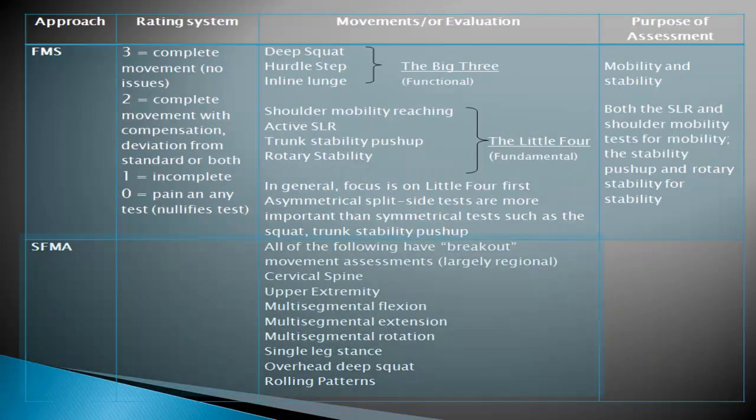The SFMA is used when pain is felt with screening movements of the FMS. All of the following have breakout movement assessments, including the evaluation of the cervical spine, upper extremity, multi-segmental flexion, extension, and rotation, single leg stance, overhead deep squat, and rolling patterns.